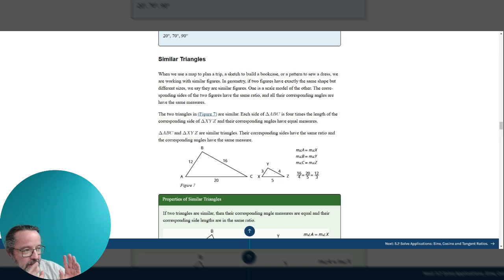And there you go. If it's a similar triangle, it's basically the same triangle at different scales. Remember that. The corresponding sides of the two figures have the same ratio, and all their corresponding angles have the same measures. So with similar triangles, the lengths of your sides are going to vary, but your angles will all be the same. And we have some hard and fast rules that we can use in proofs to prove that triangles are similar. So, we'll look at figure 7 here.